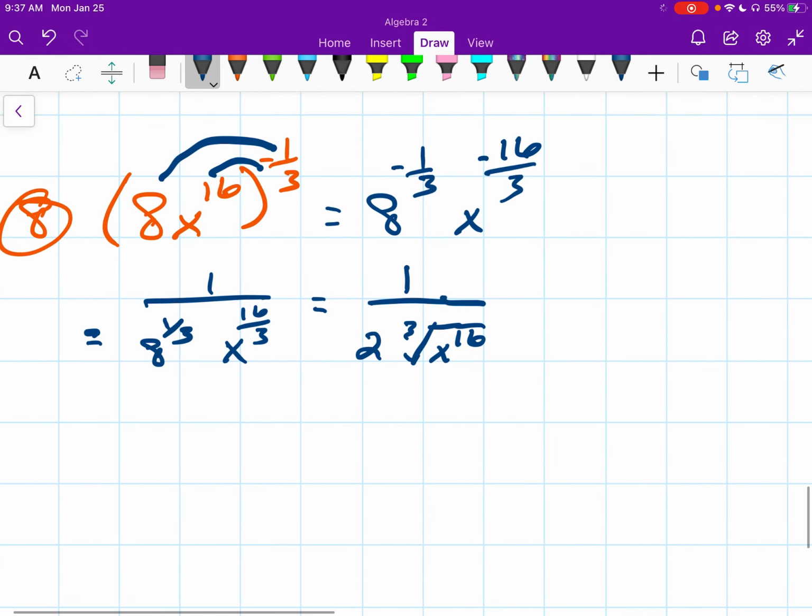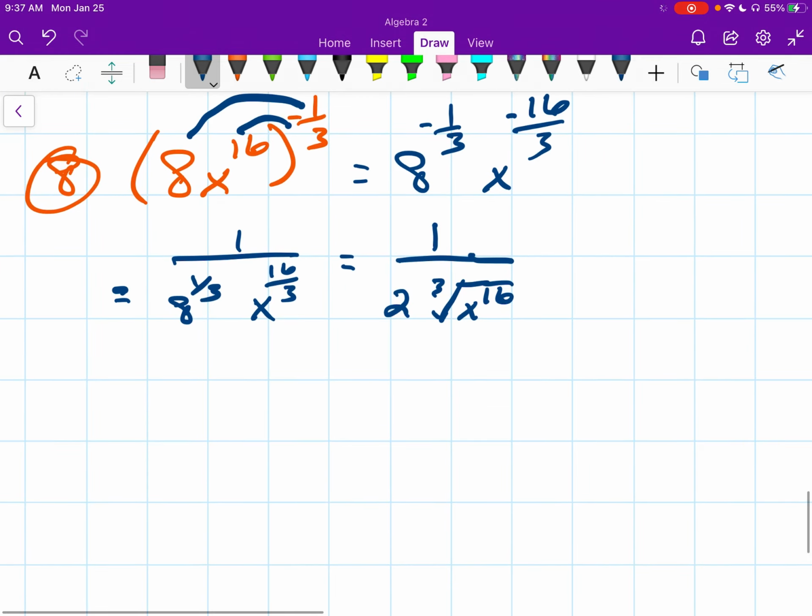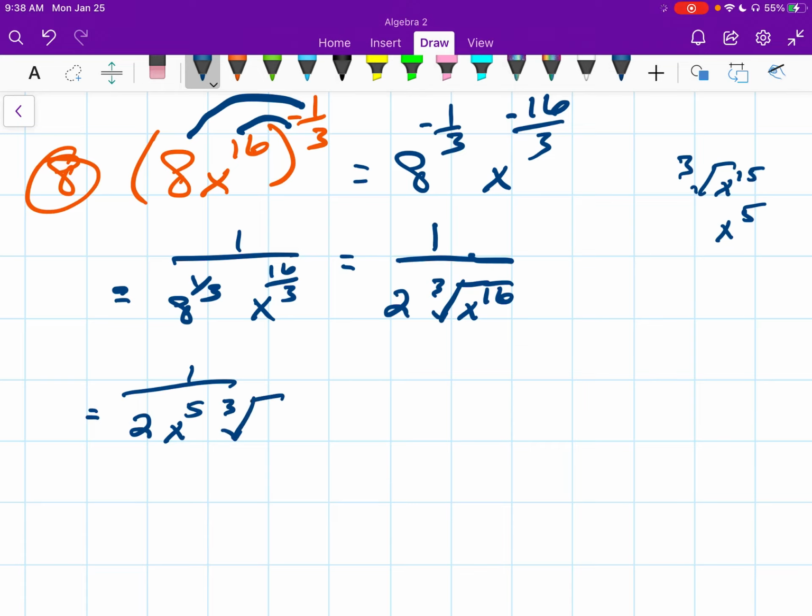Now we're going to need to simplify the x to the 16th. How many sets of 3 x's are in there, right? Well, the cube root of x to the 15th would be x to the 5th, right? So we're going to pull 5 x's out, and then 1 x is left in. So we have 1 over 2 x to the 5th cube root of x.